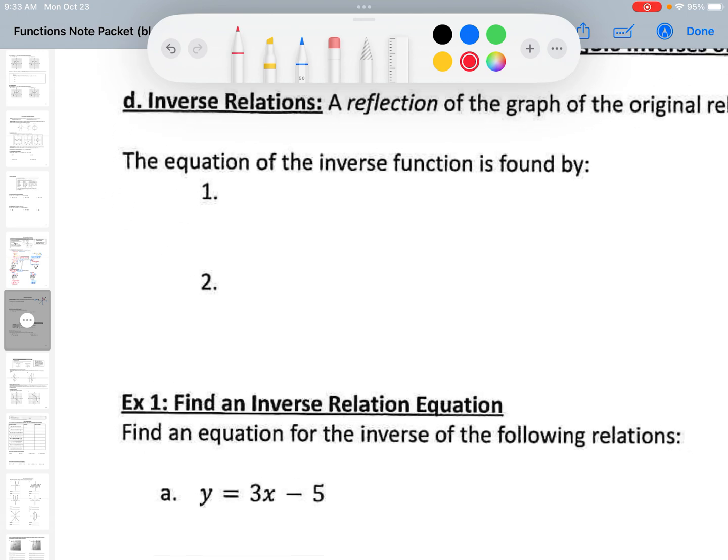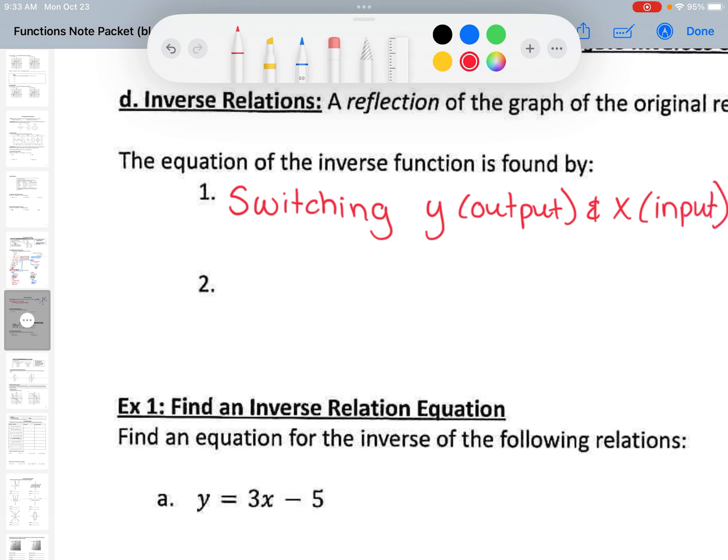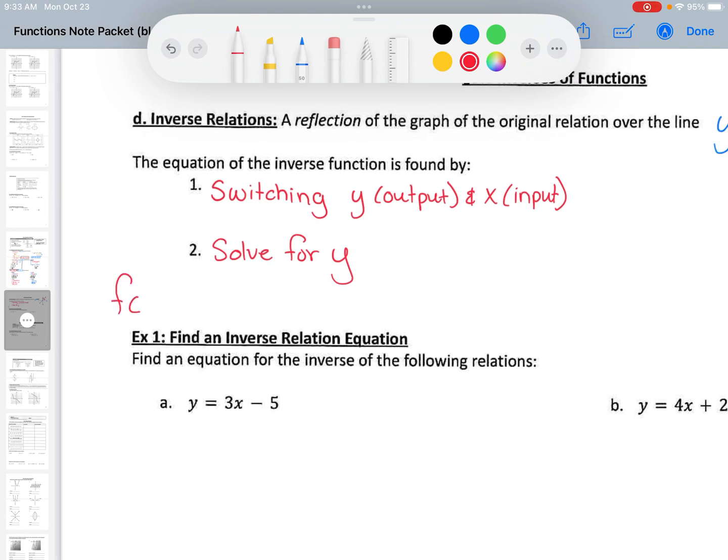algebraically. So algebraically, the equation of the inverse is found by switching the y and the x. And then just solving for y. The notation that we use for inverse, so let's say we have f of x as our given function. Then we have f to the -1 of x, and that means inverse. So then if I use y, the inverse of y is y to the -1.